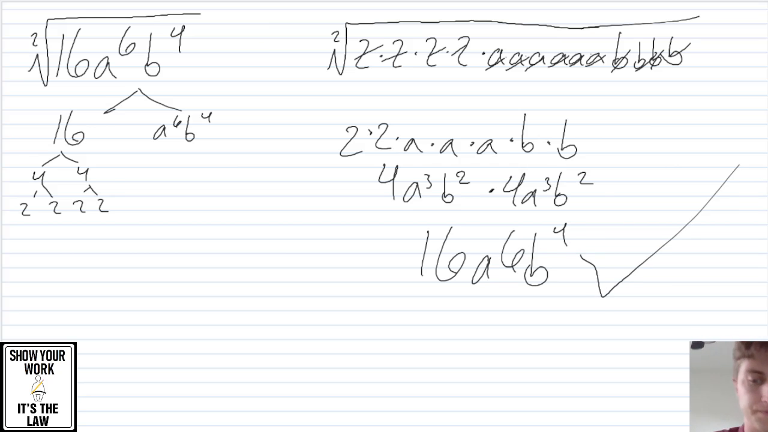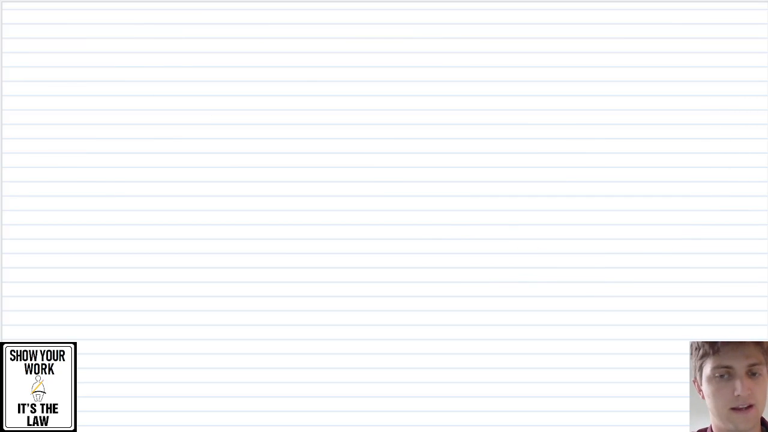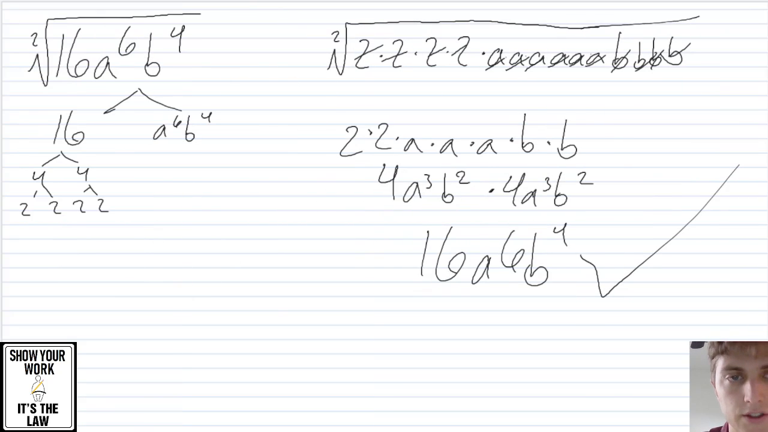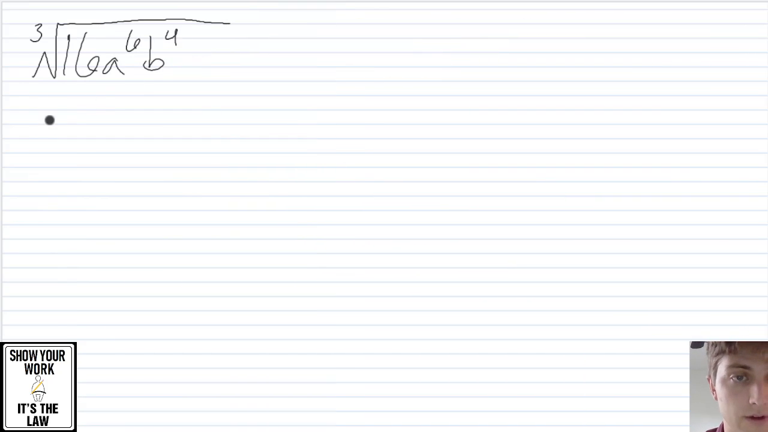Now let's see what happens if it's not a nice round number that comes out. So let's take the cube root of the number we just worked with, 16a^6b^4, okay? So, yeah, we'll do one of each. So, let's just break it into the factors. We already know what all those are, so I'll just go ahead and rewrite everything.